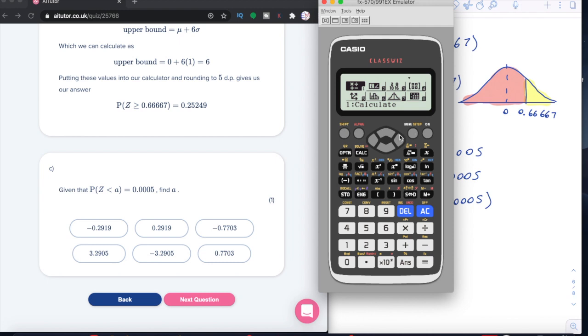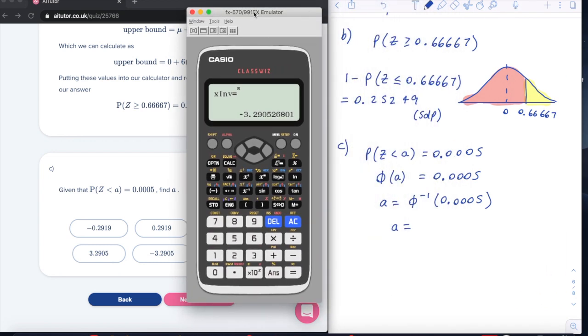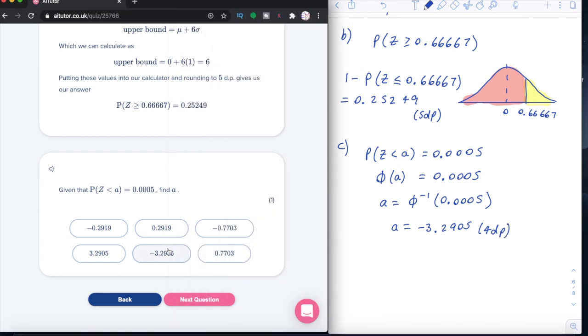So we go to menu, go back to distribution, which is option 7. We want inverse normal, which is option 3. The area is 0.0005. It's going to have standard deviation of 1, mean of 0, and you can see that our answer, that A is minus 3.2905 to 4 decimal places. And that is our answer here.